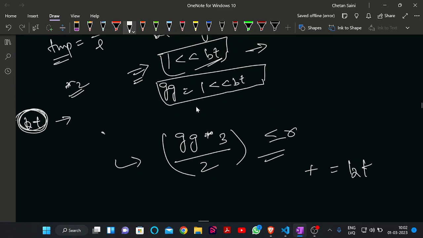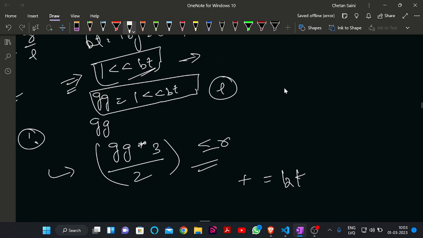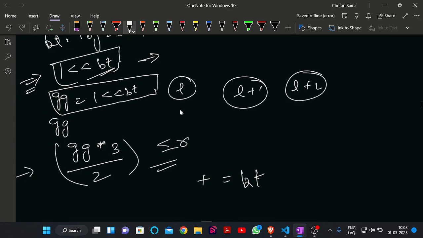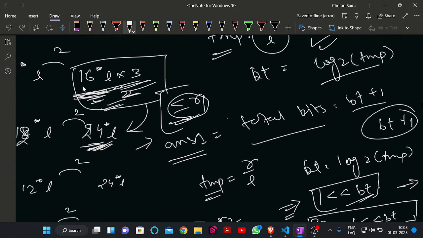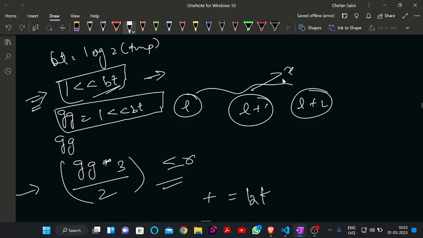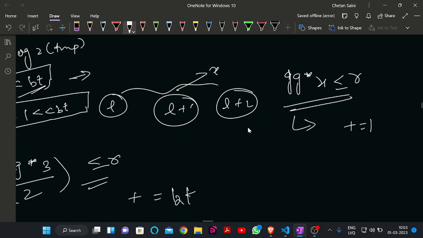And if this, what is that? If we are checking for all times with 2, then we will check over just L. If you want to check L plus 1, L plus 2, then what will you do? That is 16 into L. Just consider all with X. We will check whether GG into X is less than R. If so, then we will increase our total answer by 1, because multiplying all times with 2 increases only one time.